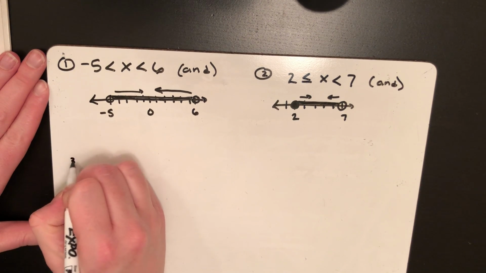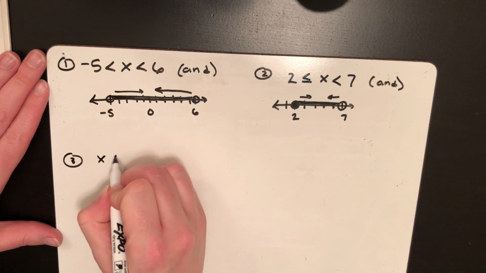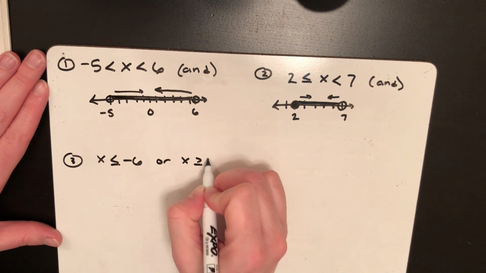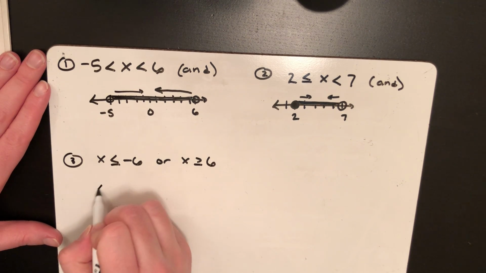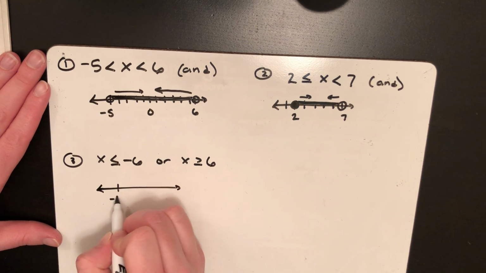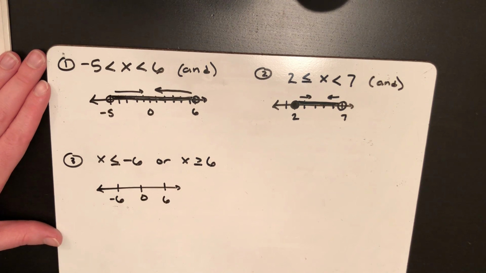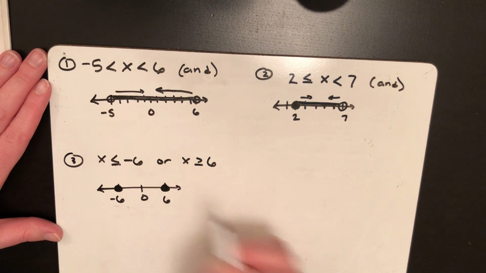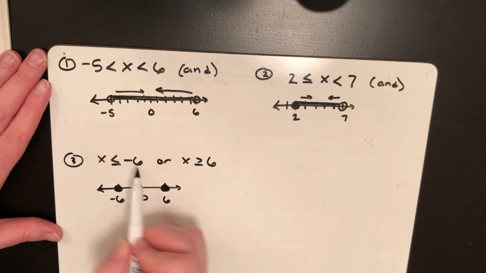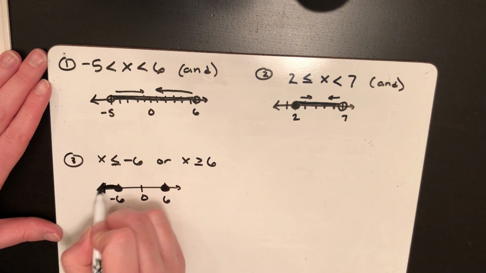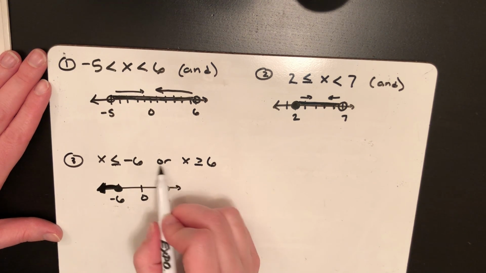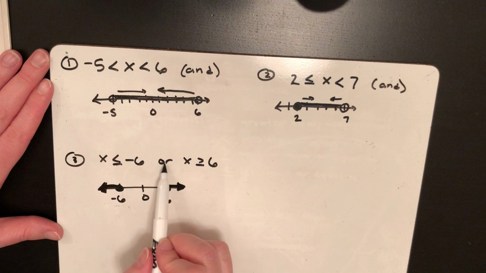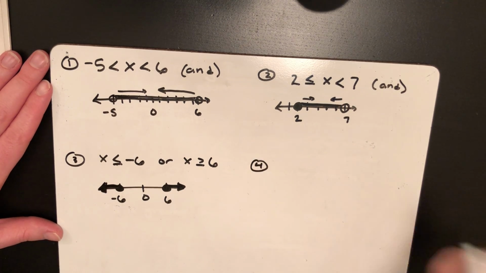Question 3. I have x is less than or equal to negative 6, or x is greater than or equal to positive 6. So if I draw my number line, I can do my numbers. These are both "or equal to," so they're going to be closed circles. And I want x to be less than or equal to negative 6. Well, less than is out to the end here. And I want, or x is greater than or equal to positive 6. So again, this one's out the end. The "or"s go out the ends of our number line.